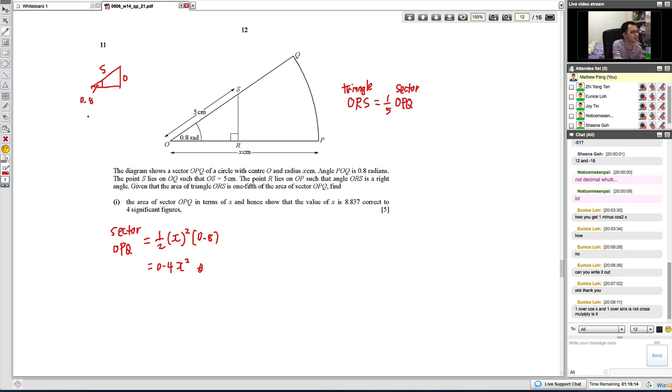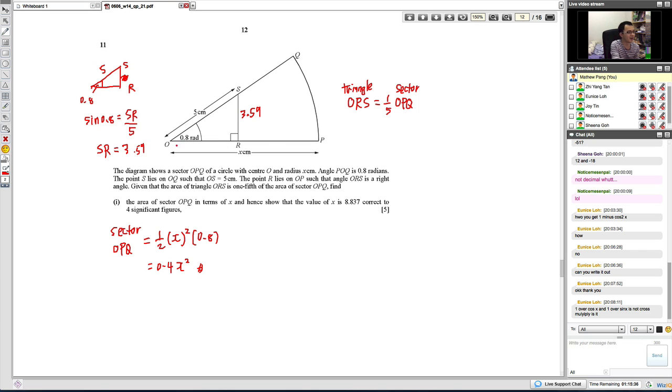So what I will do is, sine 0.8 equals, I'm not going to call it opposite, I'm very confused. I call it SR. It's better. So equals SR over 5. Then I can find my length of SR. And remember, change your calculator into radian. Because if it's in degree, you will get the whole question wrong. So with 5 multiply sine 0.8, the length should be 3.59 centimeter.